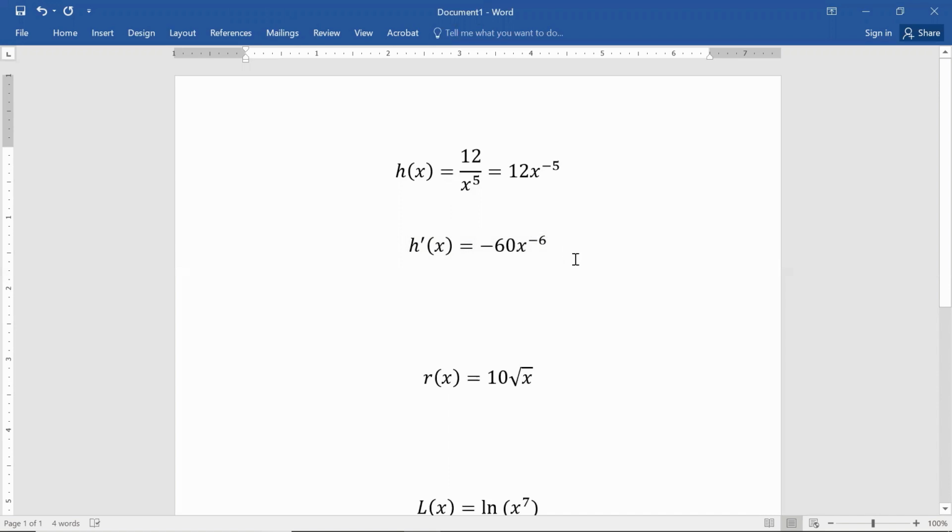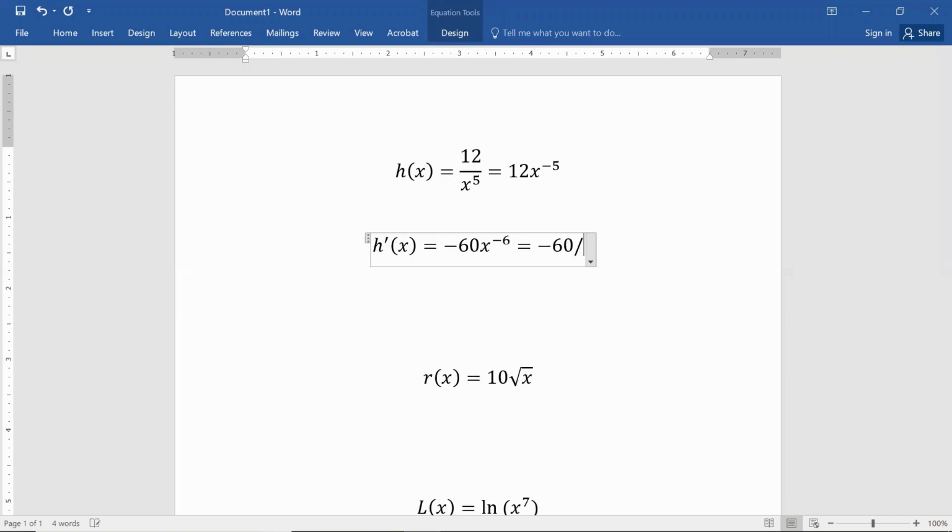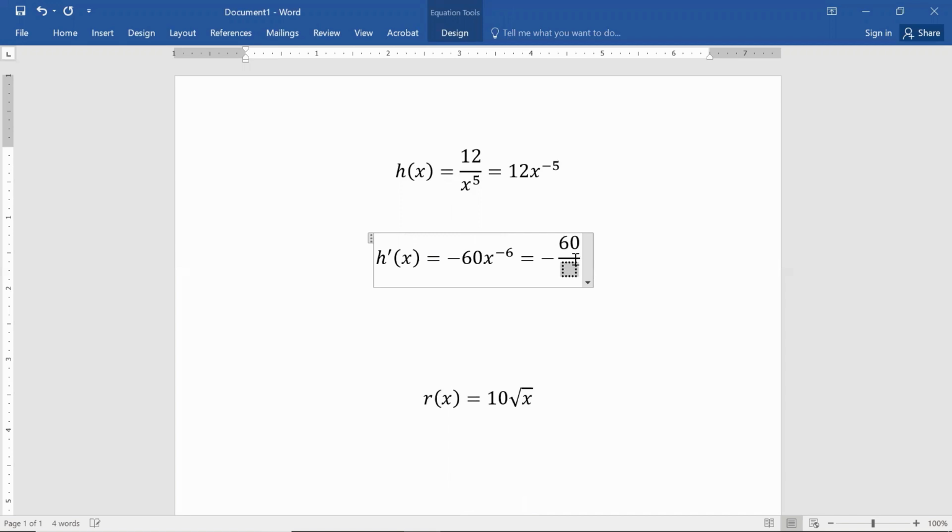Some books will write that as negative 60 divided by x to the positive 6th power. It doesn't matter which way you write it for me. If Moodle says to write it one way, make sure you write it one way. If Moodle says to write it the other way, just make sure you write it the other way. But that's the derivative.